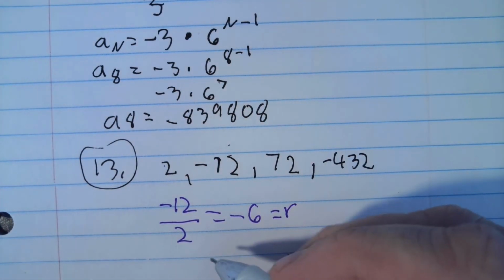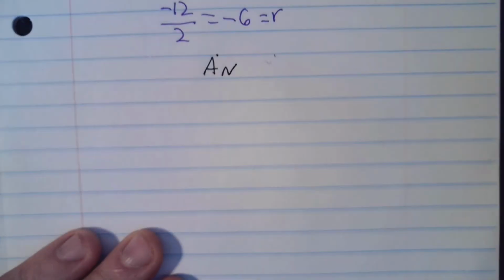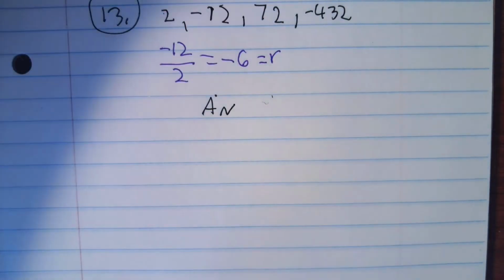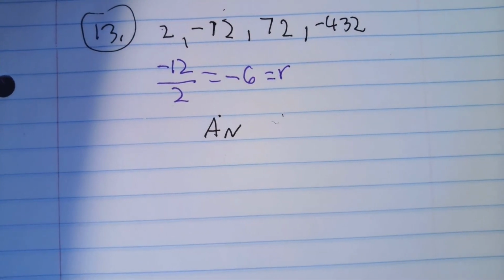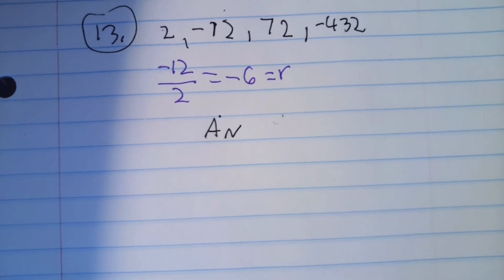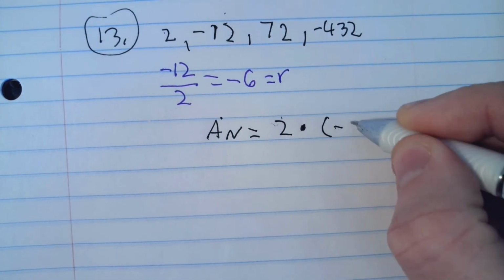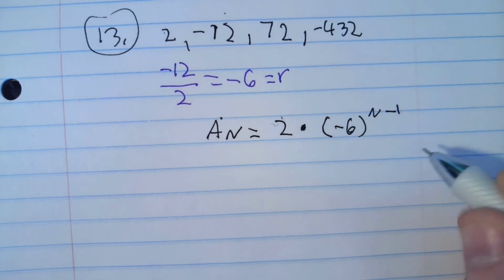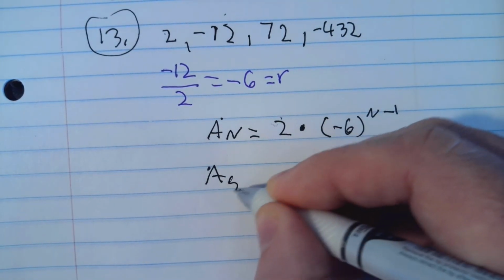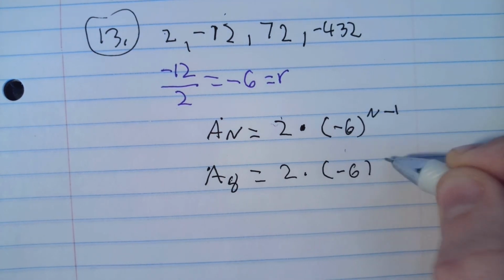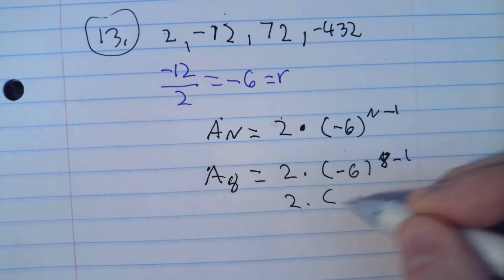We are going to do the first number, that's 2 times parentheses negative 6 to the n minus 1. This is very, very important. We're trying to find the 8th term again. So a_n equals 2 times negative 6 to the n, 8 minus 1. And so this is going to be 2 times negative 6 to the 7.